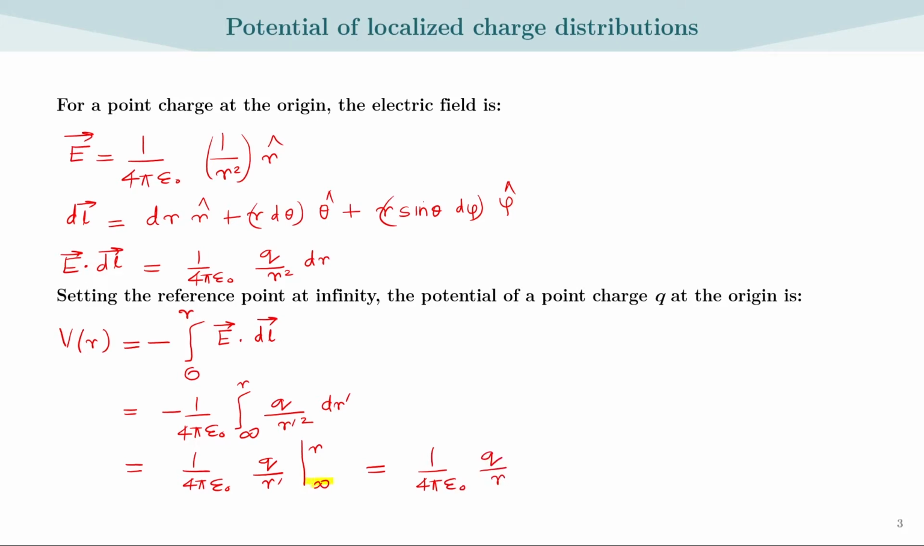The advantage of using infinity for the reference point is that it simplifies the final result by killing the lower limit of the integral. And also note that the negative sign in the definition of the potential is to ensure that the potential of a positive charge comes out positive. Also, the electric field will always point from regions of positive potentials to regions of negative potentials.